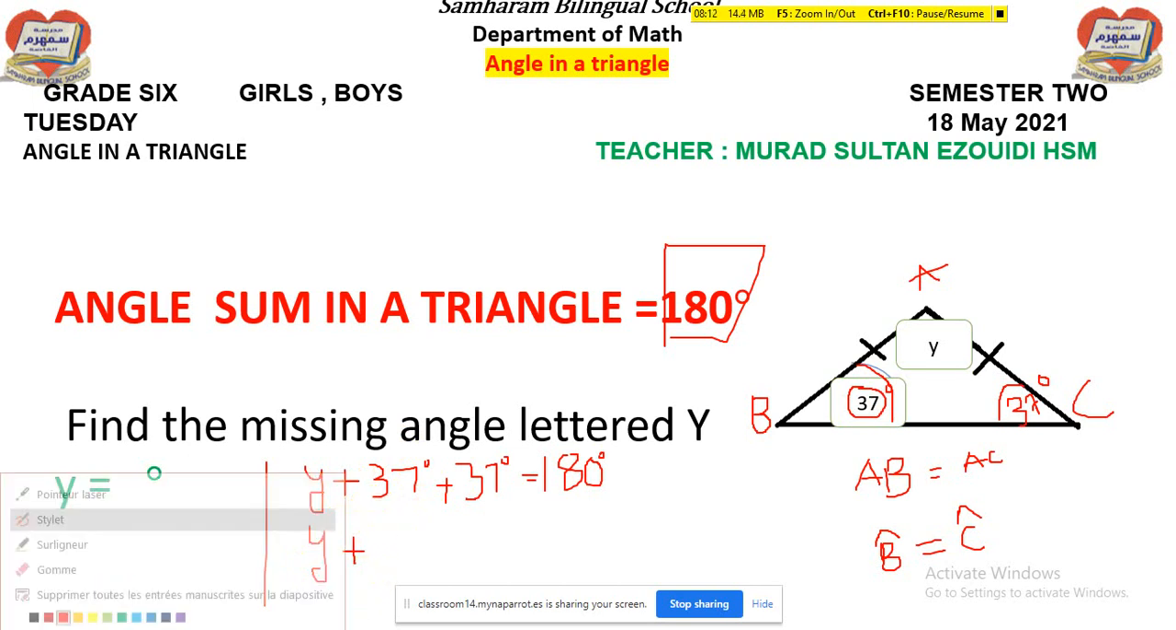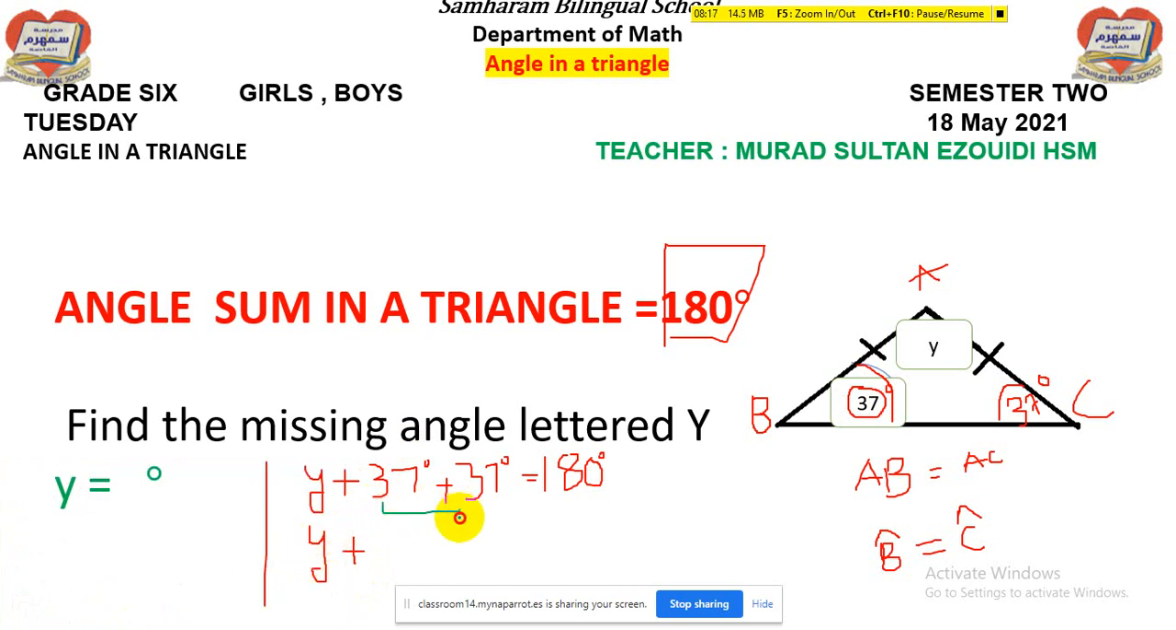37 plus 37. Look here, if you come here, you will write 37 plus 37. Okay, so 7 plus 7 is 14. I will put 1 here, or I will carry 1. 3 plus 3, so 3 plus 3 is 6 plus 1 is 7. So the answer here, the sum of these two angles, my learners, is what?